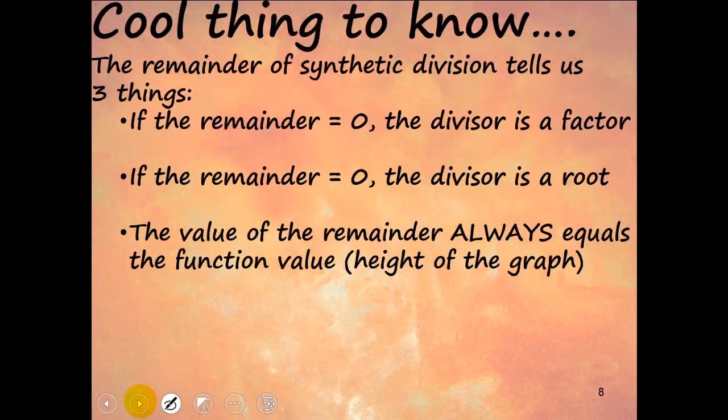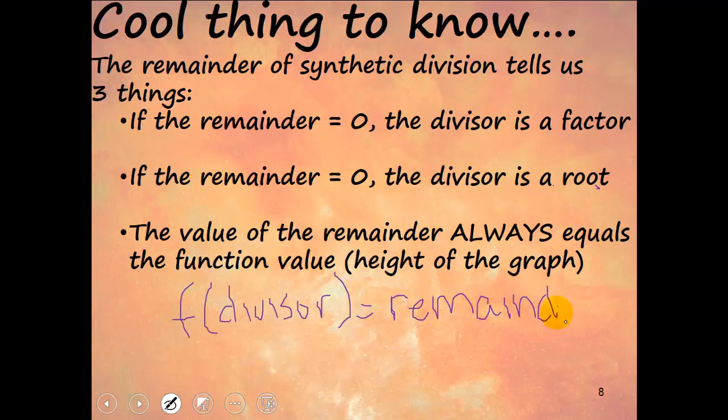So there's a couple cool things to know from the remainder of synthetic division. If your remainder is 0, then that divisor, that binomial, is a factor. That's going to be really important when we go to solving higher order polynomials. If the remainder is 0, the divisor is a root, so that means whatever number you're dividing by, say it's 1, 1 would be a root or a solution. And then the function evaluated at that divisor, okay, that is the height of the graph. So that's always going to equal the remainder, okay? And we're going to use that. It's a fast way to evaluate, okay?